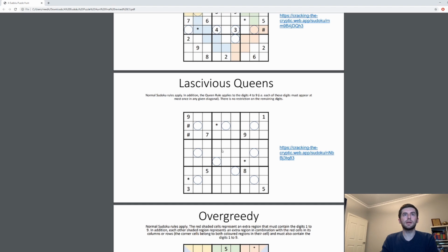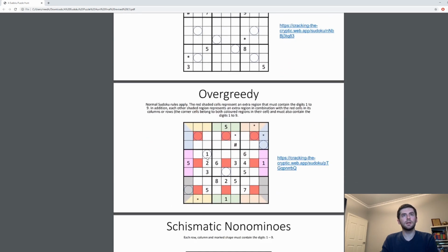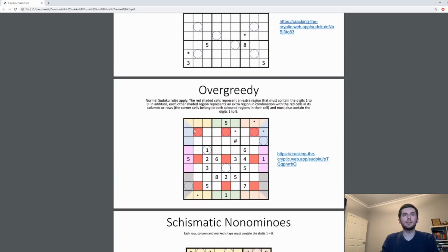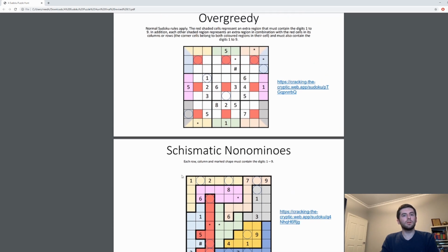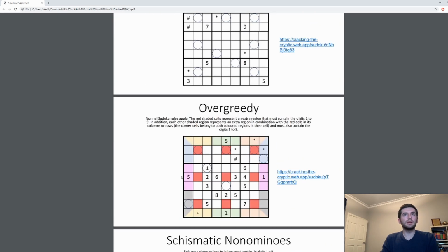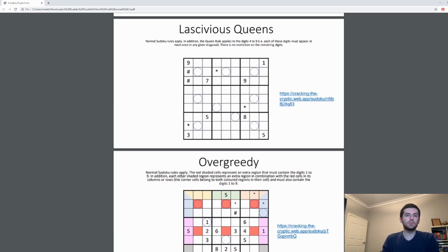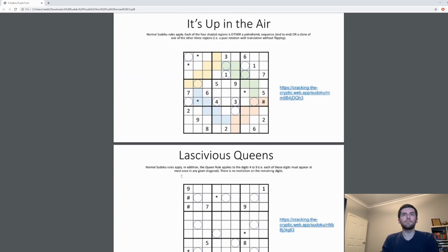Lascivious Queens has 8 given digits. Overgreedy has 17 given digits. And Schismatic Nonomenos has 16 given digits. And so, while it is possible to solve certain puzzles with less given digits, provided they have enough other restrictive rules, which many of you will have been able to see on Simon and Mark's channel, Cracking the Cryptic.